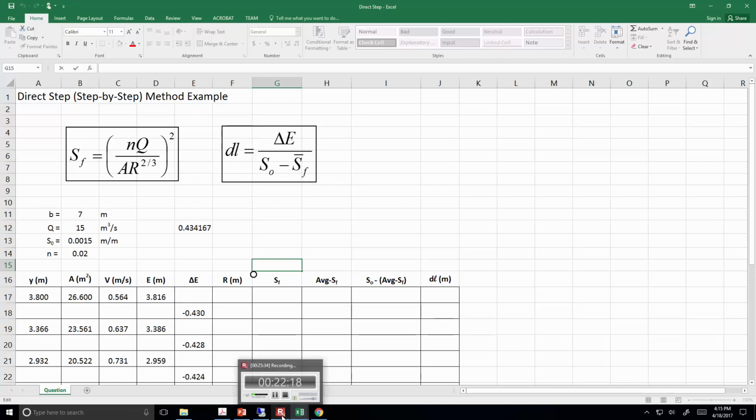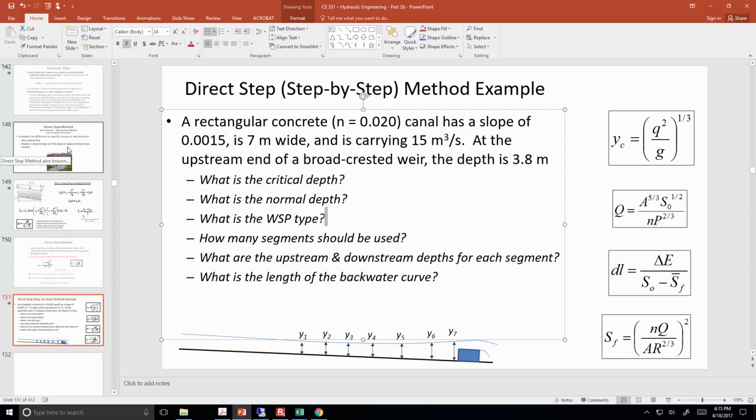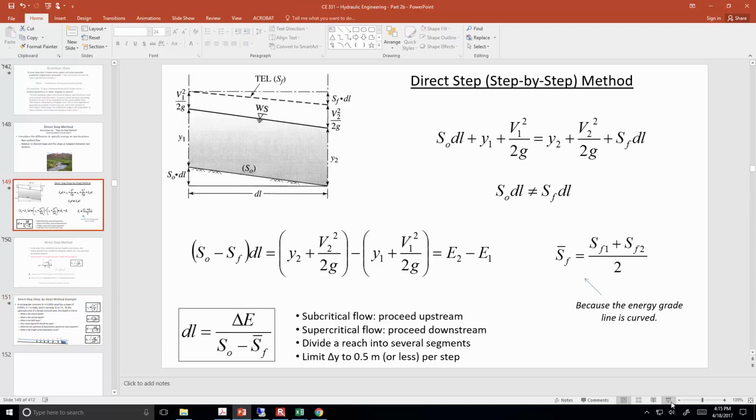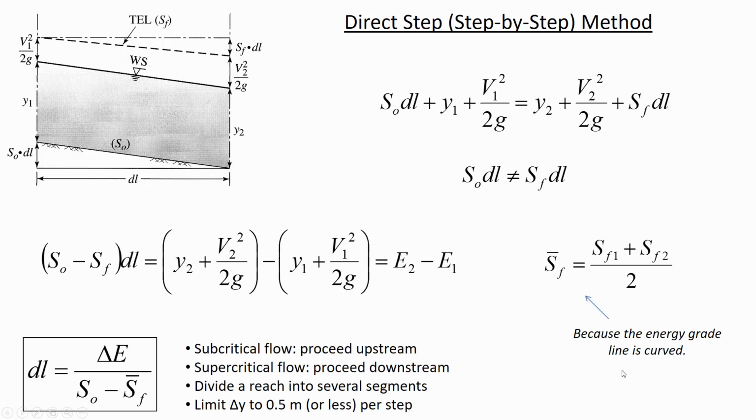Now I got to point something out though. So we have a huge limitation in this method. Not only here I gave you the rules, so to speak, that we should work upstream if it's subcritical, downstream if it's supercritical, divide the reach into segments according to the limit of 0.5 meters. I didn't even maybe tell you the biggest problem of all is the channel geometry has to be the same upstream and downstream. This method doesn't account for the fact that what if the channel gets wider? Or what if it goes from at one section a rectangular channel and upstream maybe it's trapezoidal?